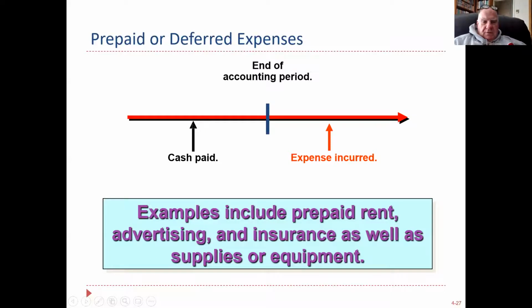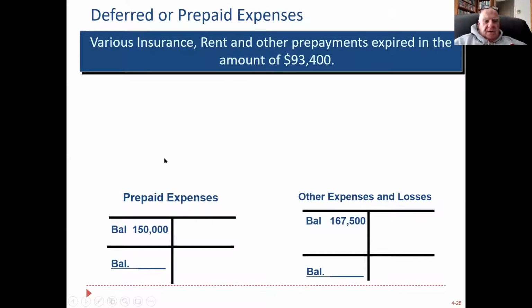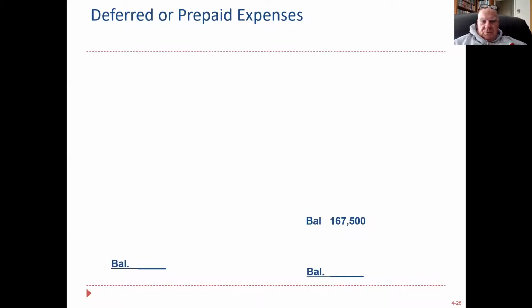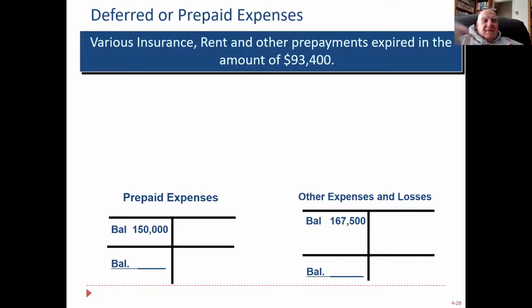So here is where we're building this up. Here is when we're gonna record, and at the end of the year, that asset account will be down to 0. So let's take a look here. They had a beginning balance of 150 in the prepaids, whatever they were, and they have this other expenses and loss account. I just want to take one more look at this here. Insurance, rent, other prepaids expired in the amount of $93,400.